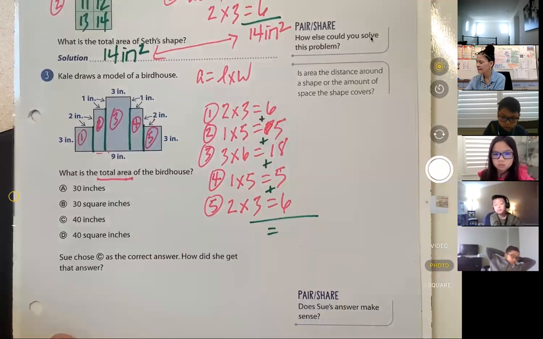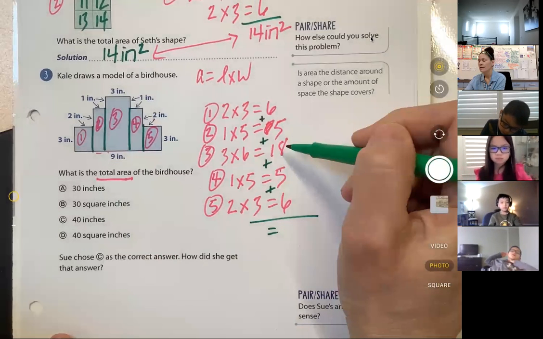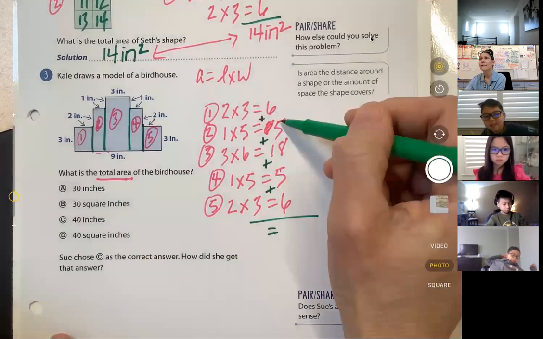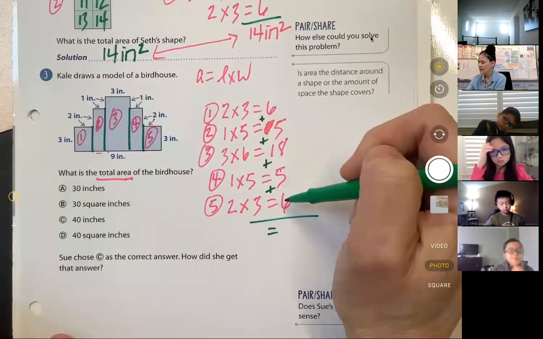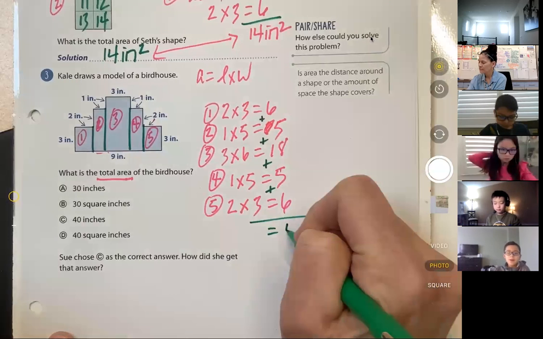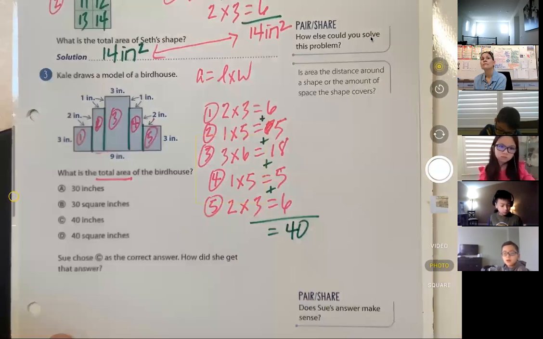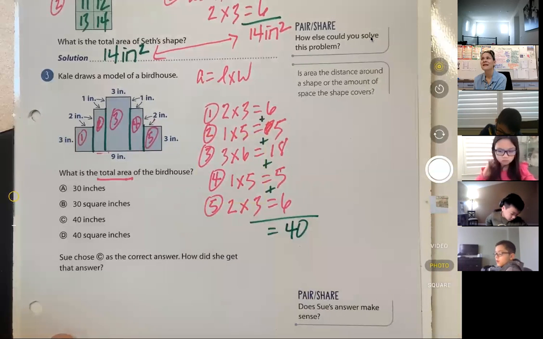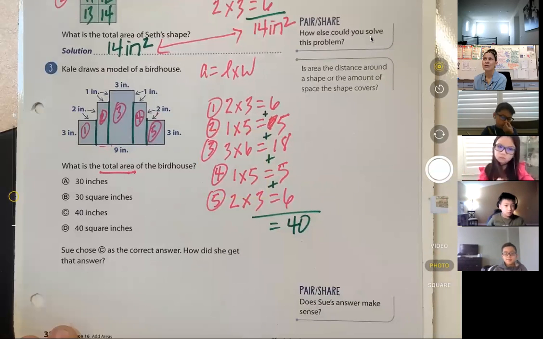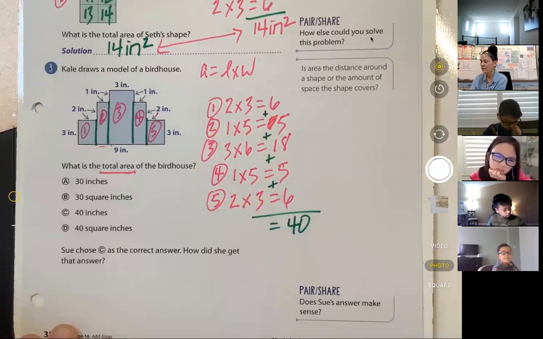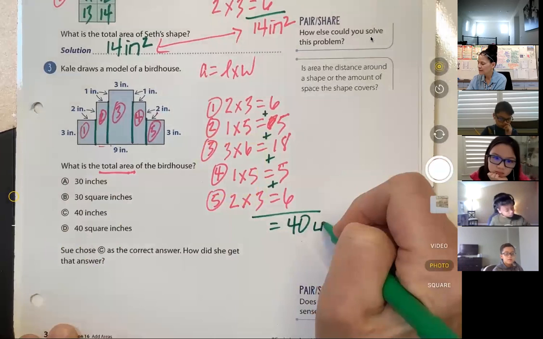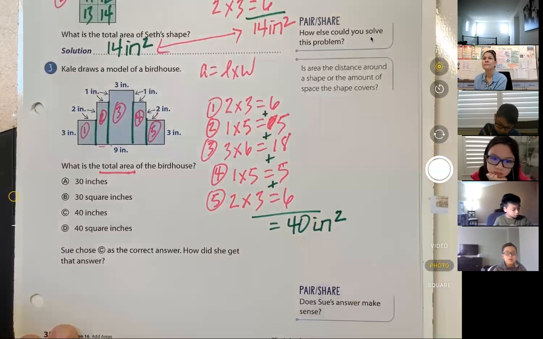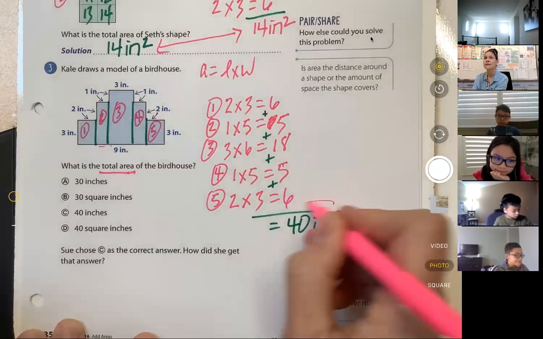And I can see that I have 18 plus 10 is 28 plus 12 is 40. Of course, I'm not done because I have to express this in square units and I know what the unit of measurement is. So it is 40 inches squared. That is the total area of this shape.